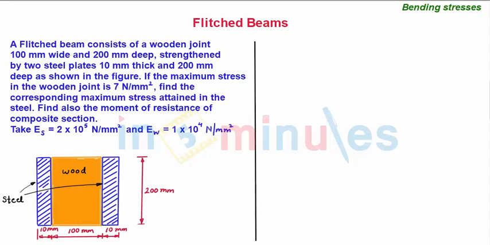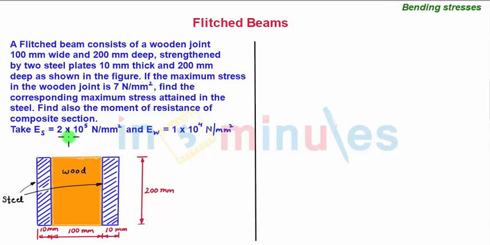A problem statement is: a flitched beam consists of a wooden joint of 100 mm wide and 200 mm deep and is strengthened by two steel plates of 10 mm thick and 200 mm deep, as shown in the figure. So this is the given figure of the section of a composite beam. If the maximum stress in the wooden joint is 7 Newton per mm square, find the corresponding maximum stress attained in the steel. Find also the moment of resistance of the composite section.